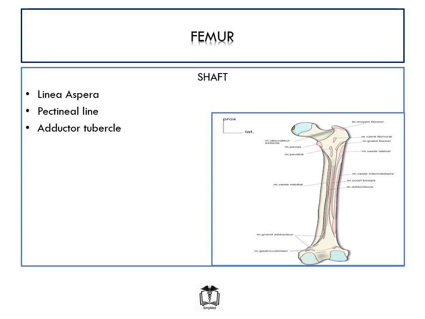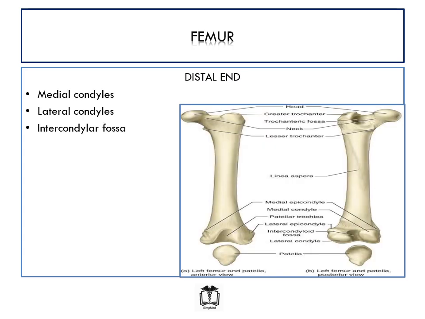At the lower part of the shaft of the femur, you have a bump that serves as a point of attachment to a particular muscle called the adductor magnus muscle. That bump is called the adductor tubercle. It's found on the medial part of the femoral condyle, and like I said, it serves as that point of attachment for the adductor magnus.